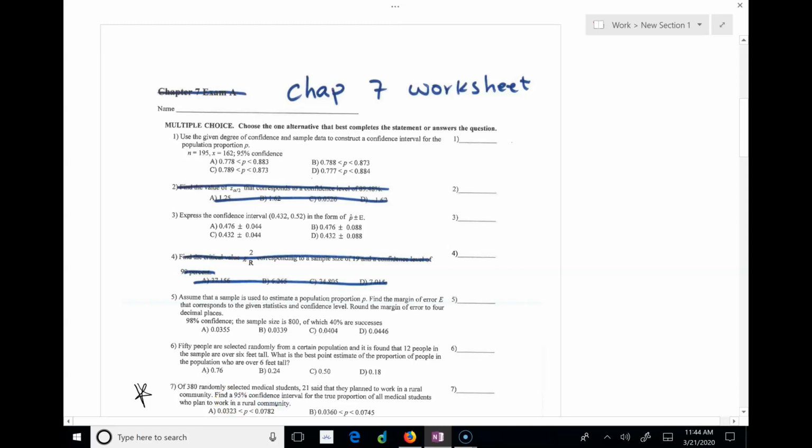and you see 95%, you know that it's going to be finding one prop. So it's going to be one prop Z interval, so I'm going to write it up here, because at the end you are looking for the interval. It says what is the interval? It's not a test, it's an interval.